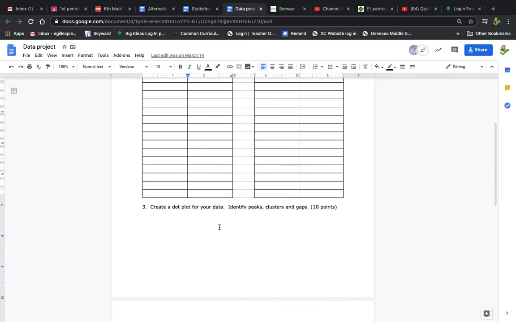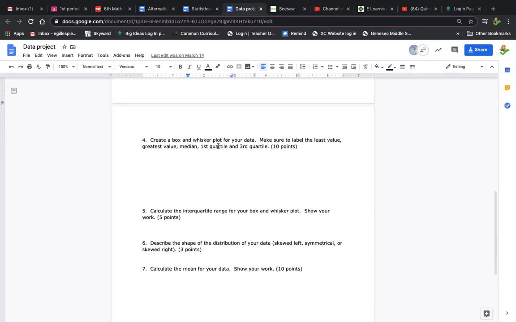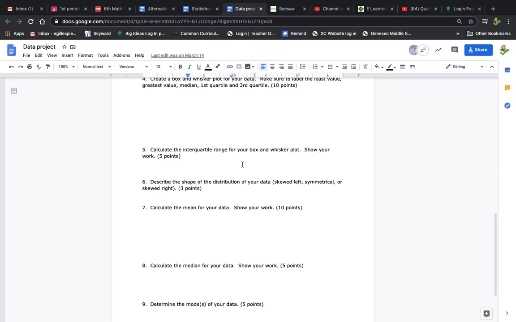Then that data you're going to use to make a dot plot. You'll identify peaks, clusters, and gaps. You're going to make a box and whisker plot, and you'll label the important parts of a box and whisker plot, which would be its least value, its greatest value, the median, the first quartile, and the third quartile. You're going to calculate the interquartile range. That's also a thing that relates to box and whisker plots.